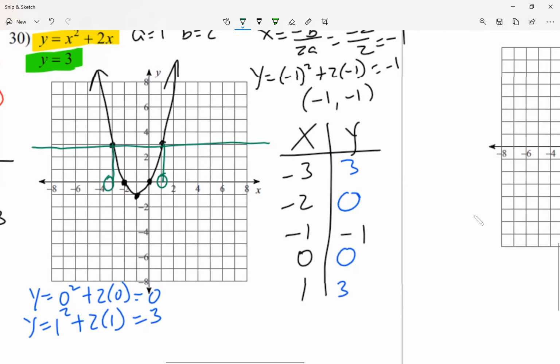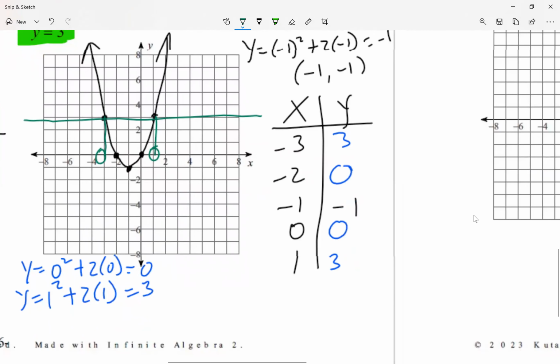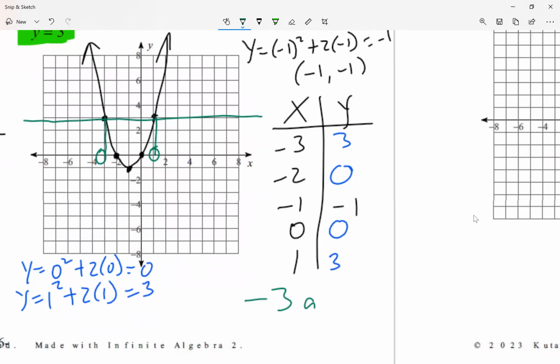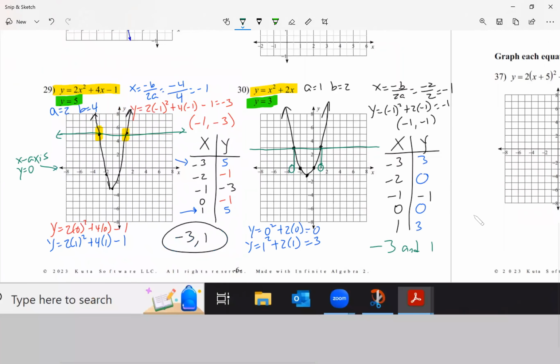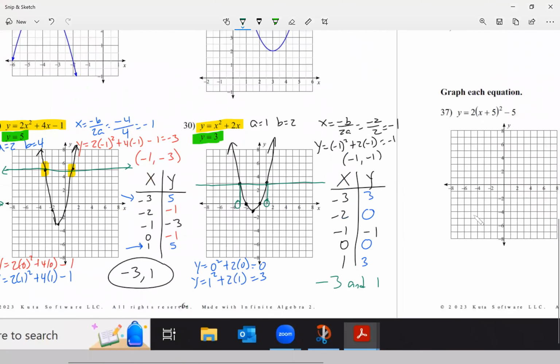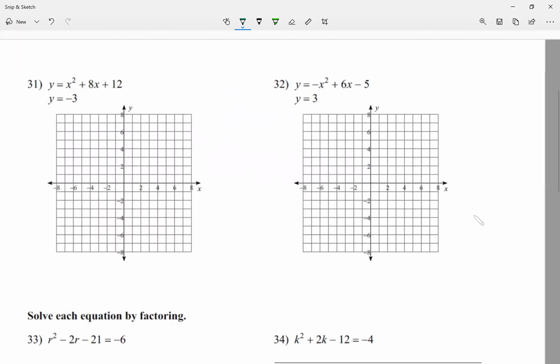So my answer in this case will be -3 and 1. Some of you might have seen a couple other ways. Some of you might have seen the table. We'll probably again get information from the table, but let me continue on question number 31.